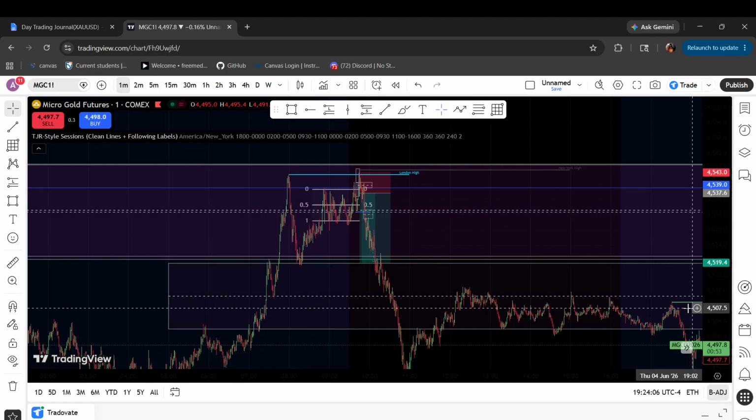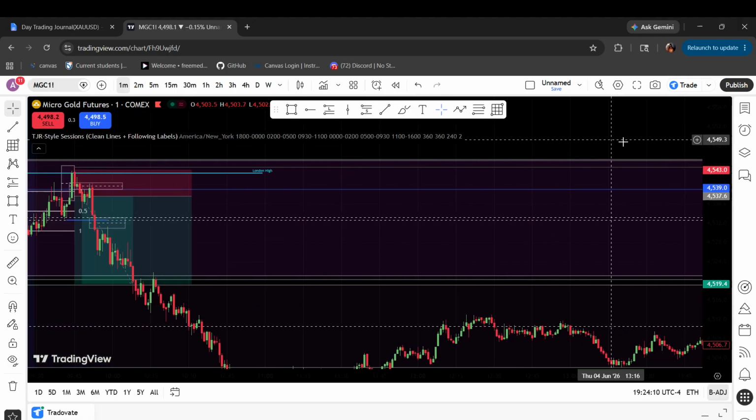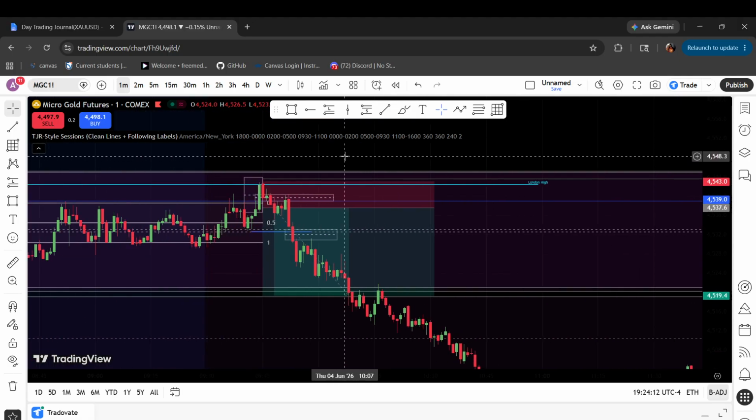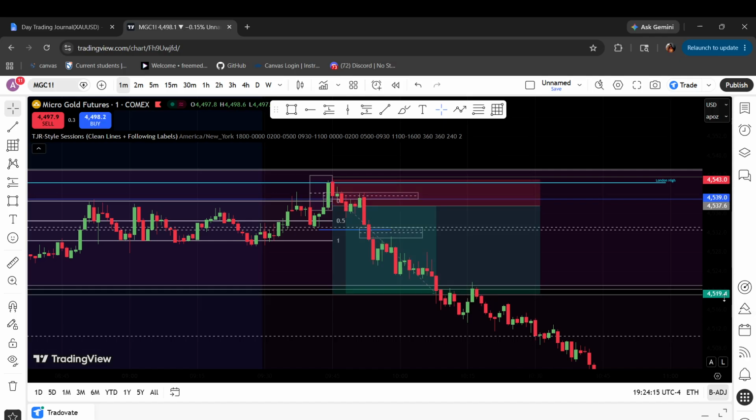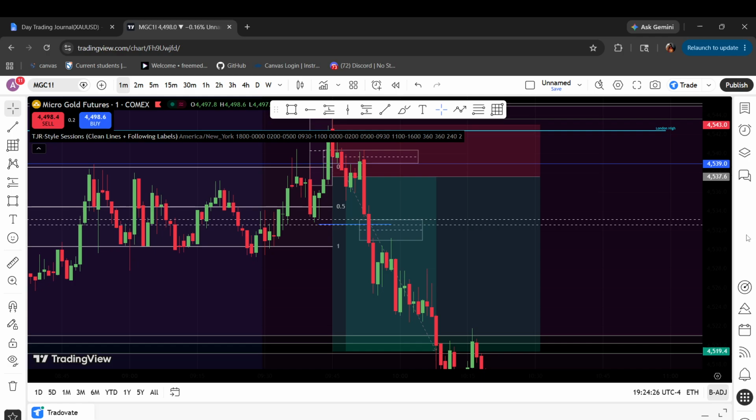On the 1 minute, I entered on the 1 minute. I'll tell you exactly where I entered. I entered right here, somewhere around here. We had nice break of structure. We took out the low. We retested back in this inverse fair value gap. And that was pretty much it.